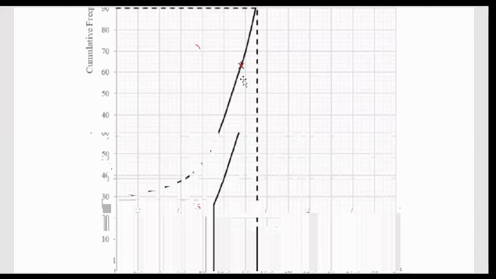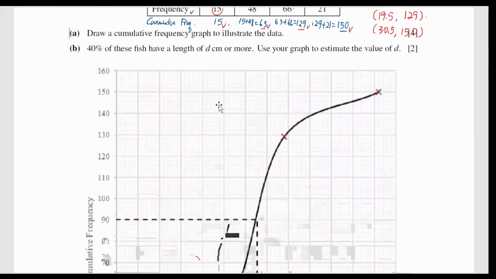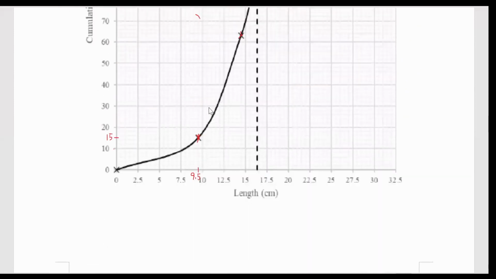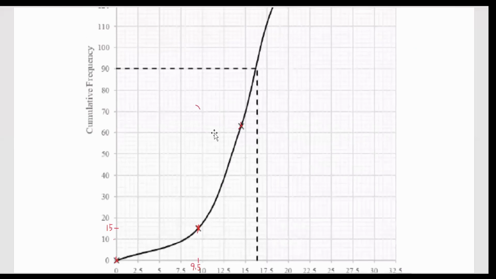Okay, one more thing is to make sure we join the graph to the ground. So in this particular example, we look at the first interval lower boundary. All right. So as this is a real life example, the length of fish cannot be negative. So we take 0 as the lower boundary here. So when we join the graph to the ground, we join it to 0 in this particular example. Okay. So we have the graph drawn.